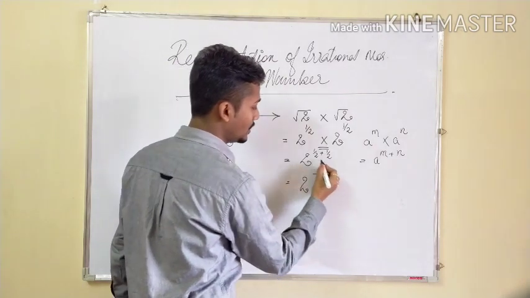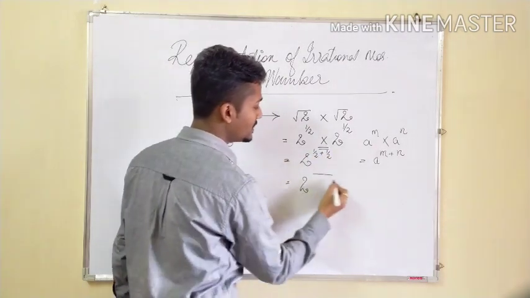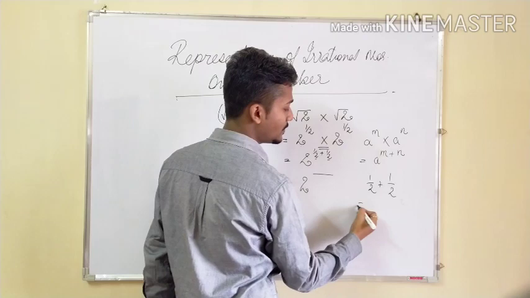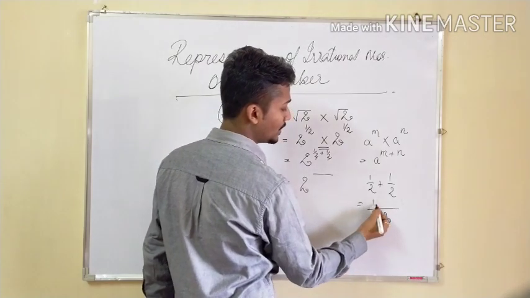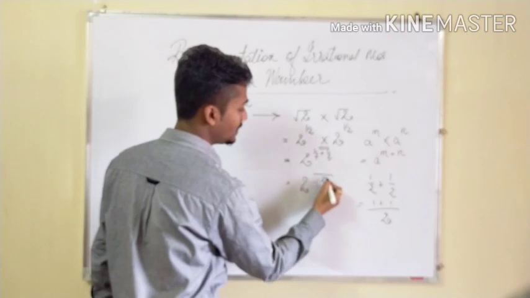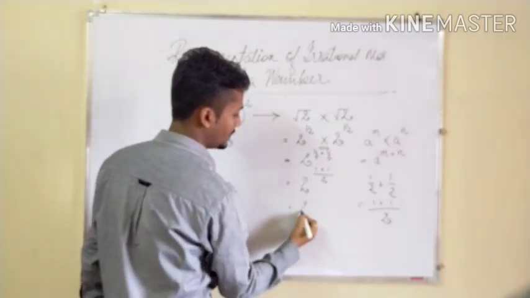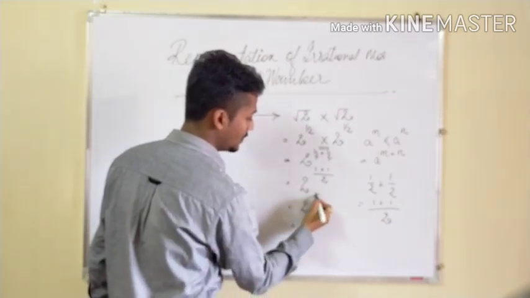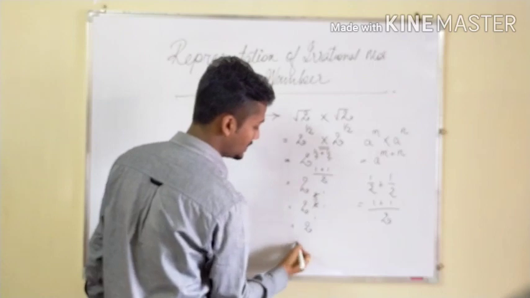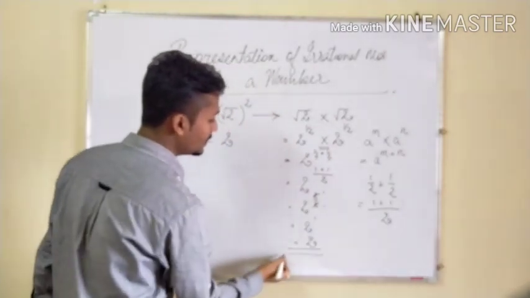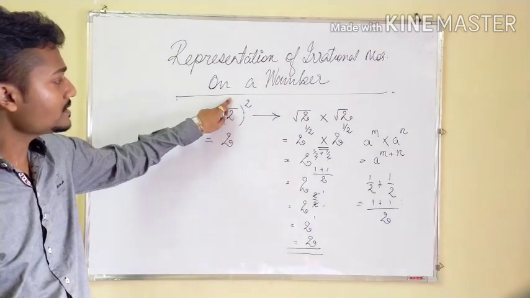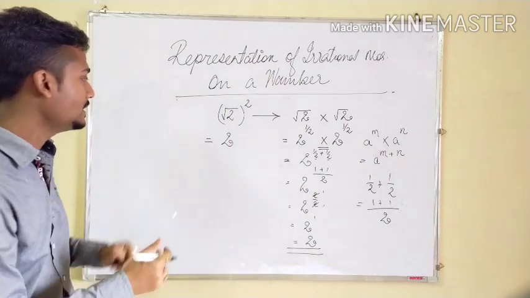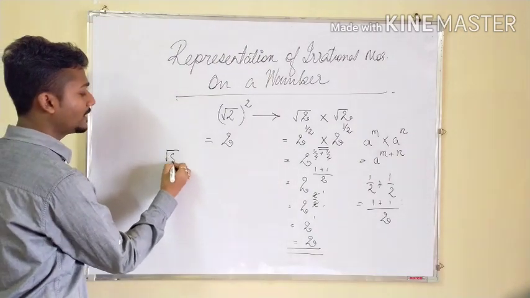1 by 2 plus 1 by 2 is equal to what? 2 by 2. See here, 1 by 2 plus 1 by 2 is equal to 1 plus 1 over 2. This concept you know very well. So 2 to the power 1 plus 1 over 2 is equal to 2 to the power 2 by 2, which is 2 to the power 1. That means 2 to the power 1 is equal to 2. In this manner, we get root 2 square, which is equal to root 2 into root 2, is equal to 2. Similarly, you will try to find out root 5 whole square.